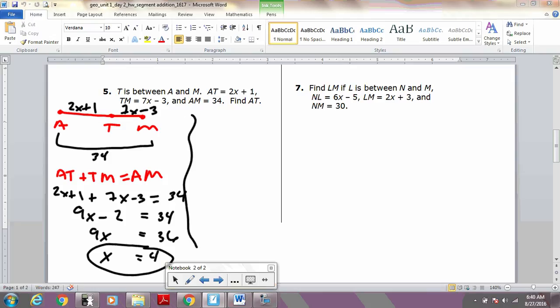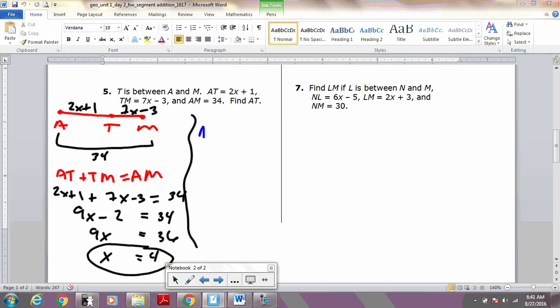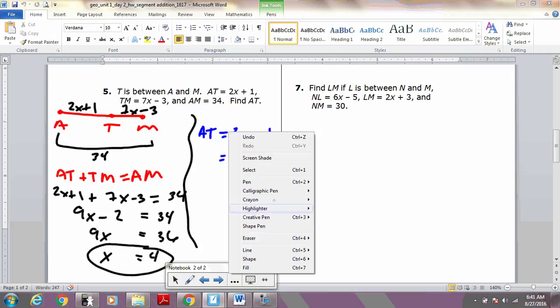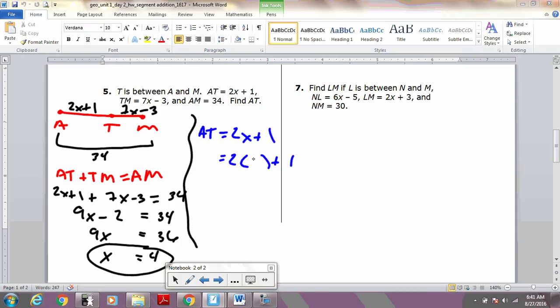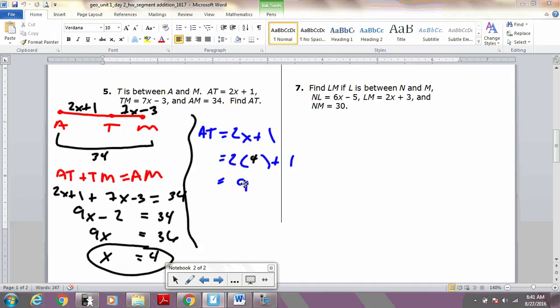And now we must answer the question. It says find AT. So AT was equal to 2x plus 1. So we know x is now 4. So that'd be 2 times 4, which is 8, plus 1 is 9. So AT is equal to 9.